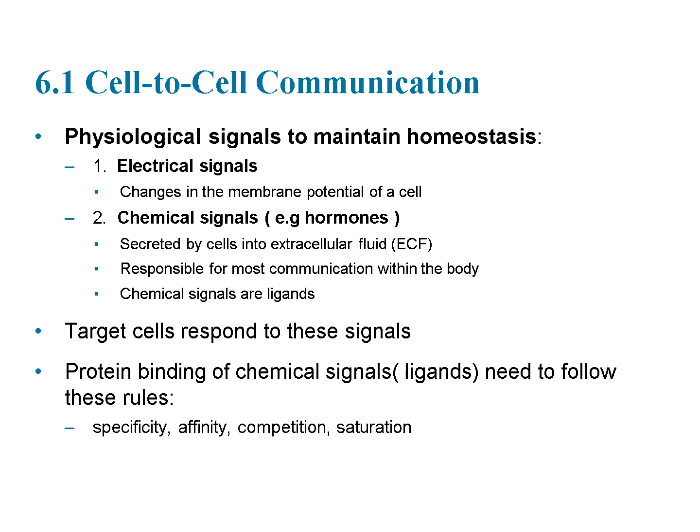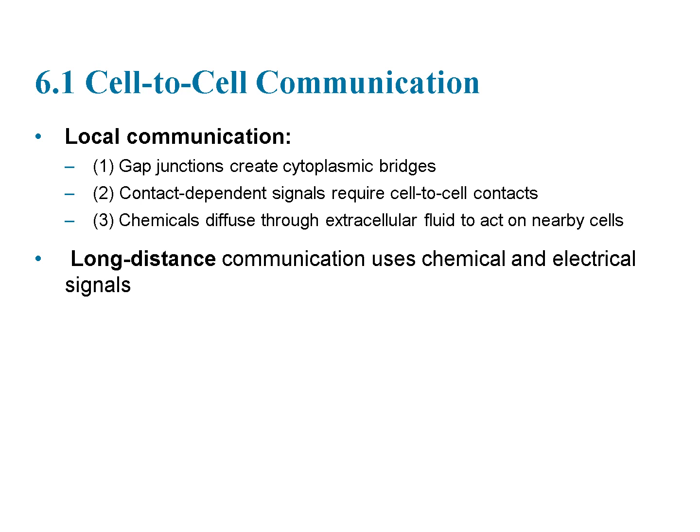When we think about how cells communicate, it's important to distinguish between local communication and long-distance communication. Let's start with local communication. Cells that are close to one another have 3 primary ways to send signals. Gap junctions form direct connections between the cytoplasm of neighboring cells. These tiny bridges allow ions and small molecules to pass freely between cells, enabling almost instant communication.